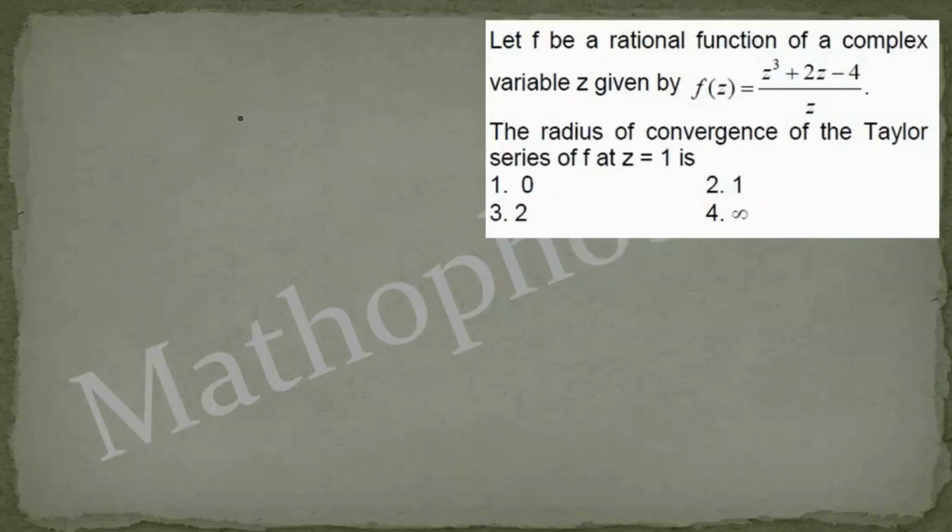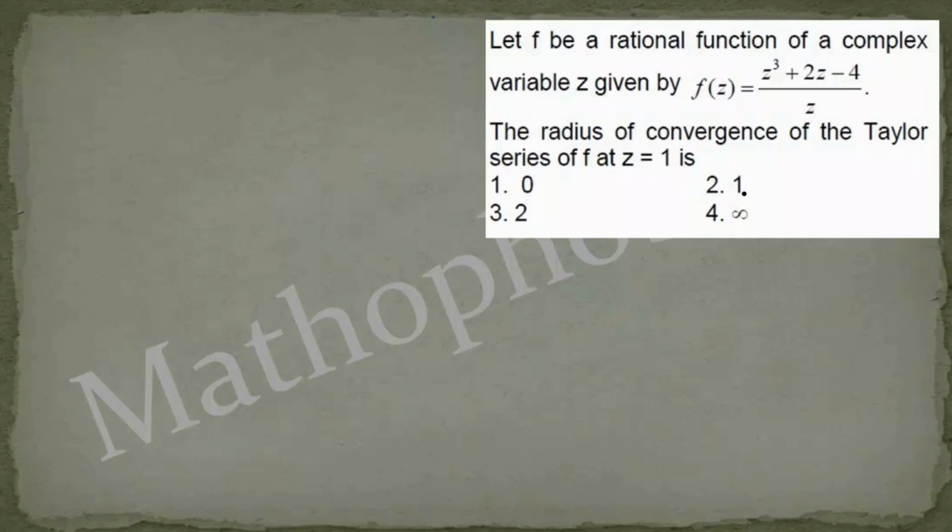Next question. Let f be a rational function of a complex variable z given by f of z is equal to z cube plus 2z plus 4 by z. The radius of convergence of the Taylor series of f at z is equal to 1 is.